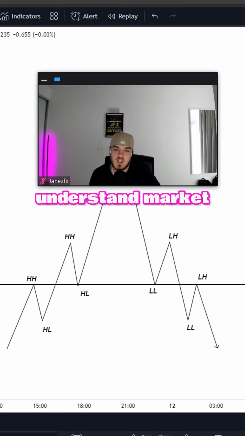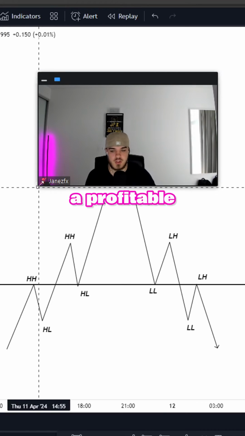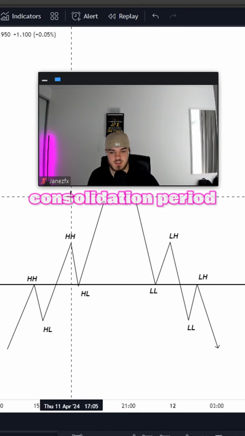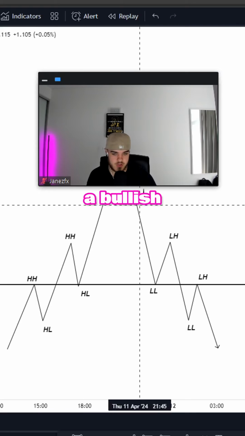If you're able to understand market structure in your trading, you're going to become a profitable trader. Market structure is the key to every single trading system, in my opinion, because price is doing one of three things: you're either trending bullish, trending bearish, or you're in a consolidation period. In these two cases, we've got a bullish trend here and a bearish trend.